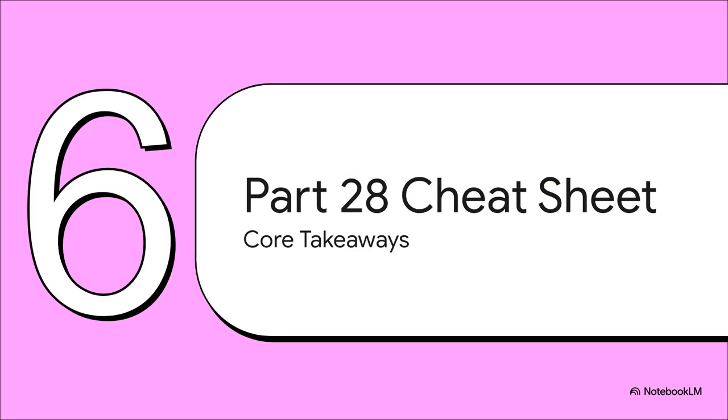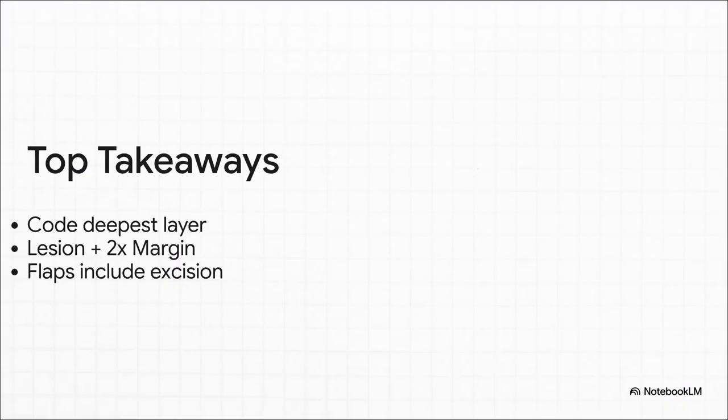Well, you've survived the math and the rules. Let's pull it all together in Section 6, our Part 28 cheat sheet. Get your screenshot buttons ready for this one. Here are your top 4 takeaways to memorize. 1. Debridement codes follow the deepest layer reached. 2. Excision math is the maximum lesion diameter plus the narrowest margin multiplied by 2. 3. Only sum wound repair lengths if they share the exact same category and anatomy. And 4. Flaps always include the lesion excision.